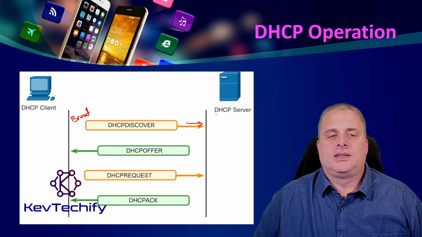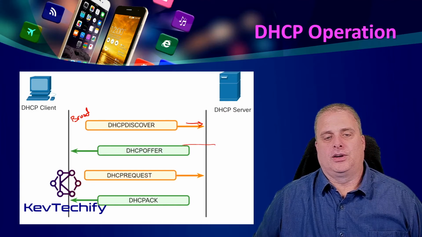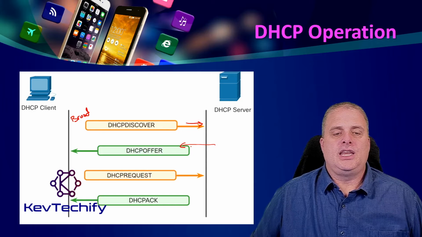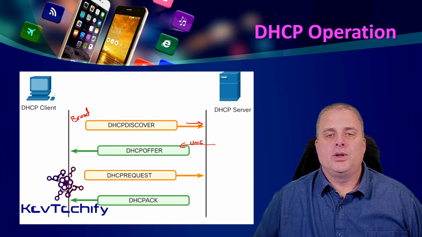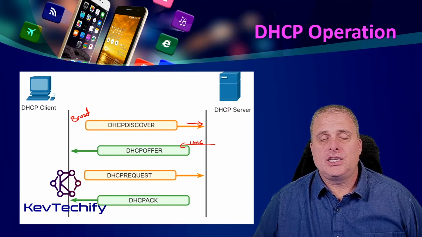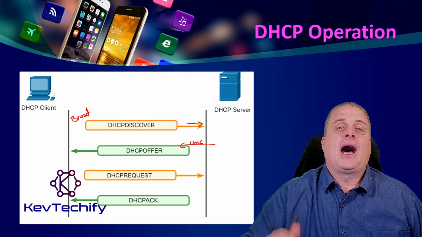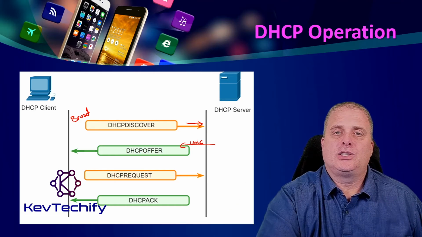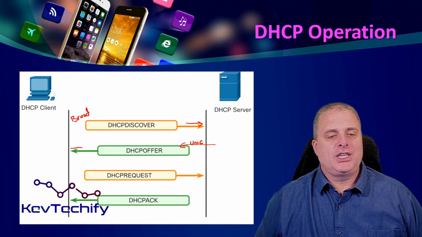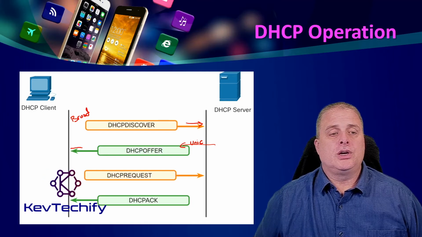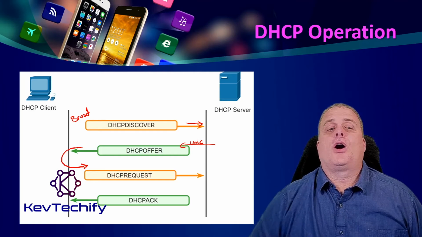That DHCP discover is processed by the DHCP server, which sends back an offer. That offer is a unicast, so it is a communication directly between the DHCP server and the DHCP client. It goes right there. And that offer says, hey, I would like to offer you this IP address with this additional information. The client gets that information in, says, okay, that looks good, and then it officially requests that. That request is sent as a broadcast.